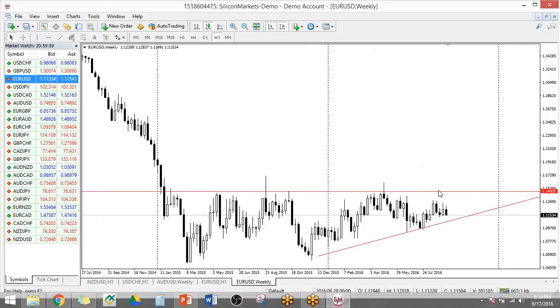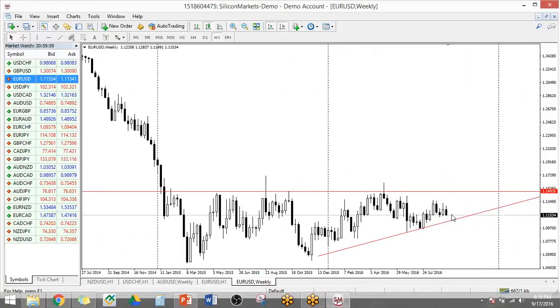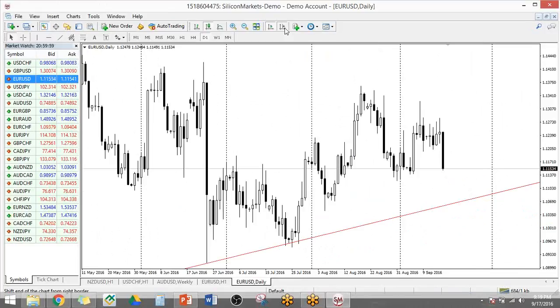So let's say that it's currently going down. So let's switch to the daily chart. All right. So let's say it's currently going down, and we'd like the price to reach maybe a little down to our trend line over here. Okay. So let's say we want to sell. So what you do is you go to new order, this nifty button right here.